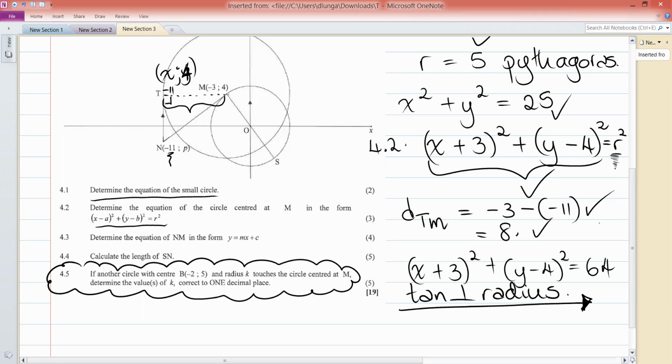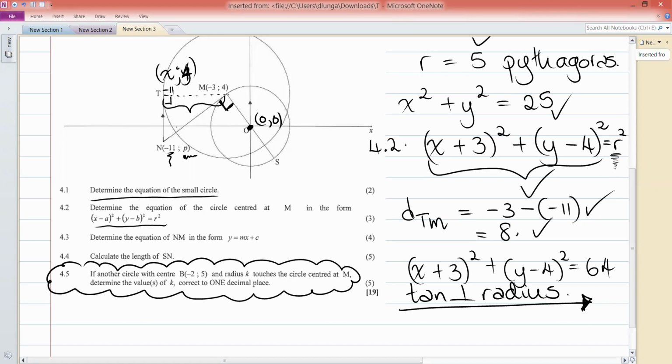4.3, determine the equation of NM in the form y equals mx plus c. Now, we don't have a value for p here, right? But we do have the center here, which is 0, 0. And remember, NM was what? It was a tangent as well, right? So that means you have 90 degrees here. Again, you have tangent perpendicular to radius, it's 90 degrees.